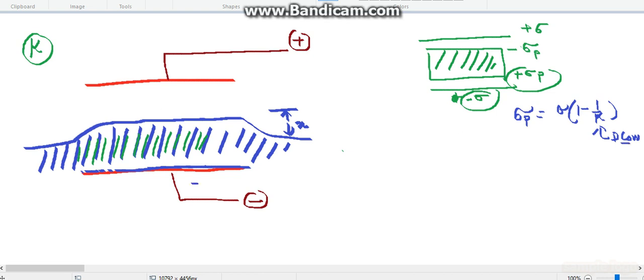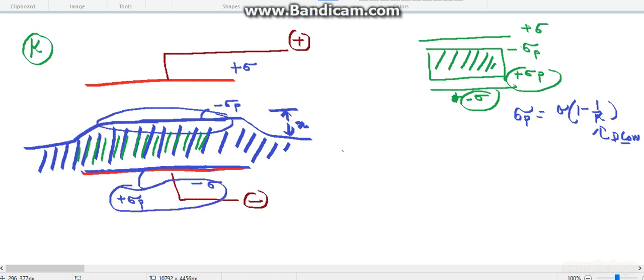Now suppose the charge is minus q on the plate and plus q on this plate. The dielectric will acquire charge plus sigma p here and minus sigma p here because of these charges. Now let us find the forces acting on the top part of the liquid. Let us take this top part of the dielectric. We could have taken a combined effect of these charges, but let us do it separately.